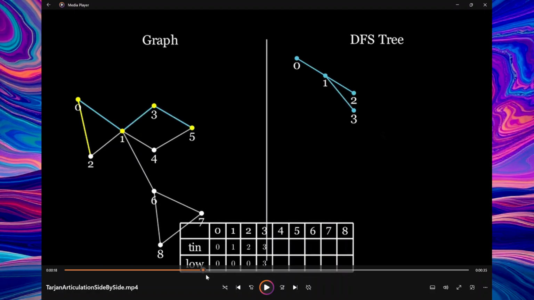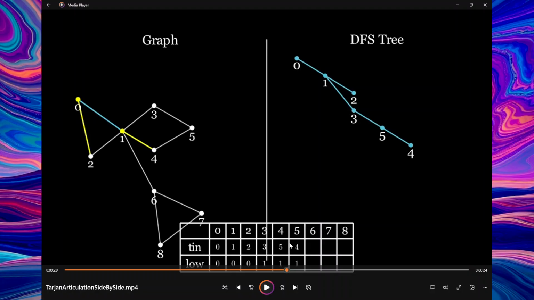In the DFS, we hit 3, 5, 4, and then a back edge back to 1. So now what happens? We have the back edge. Where's 4? 4 has a value of 5, but 1 has a value of 0. So we need to update the values of 4, 5, and 3 accordingly.